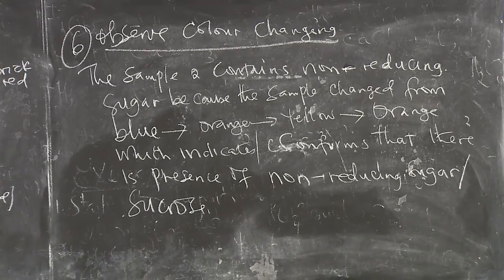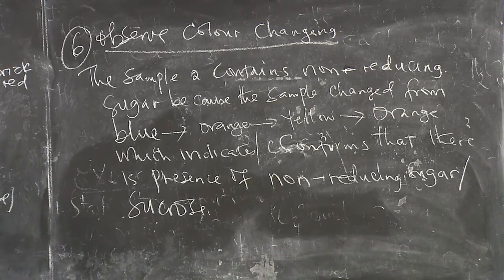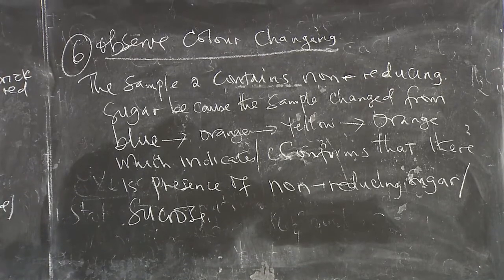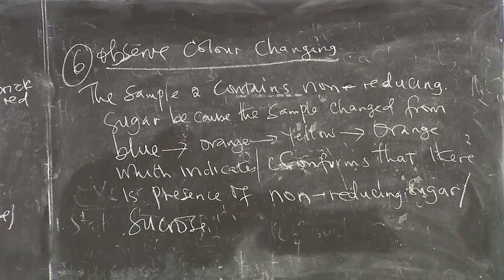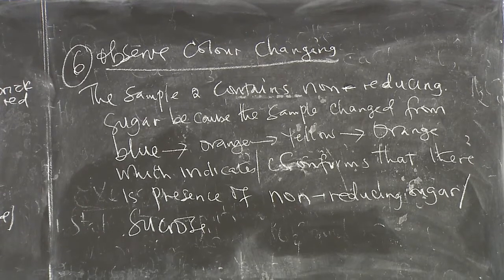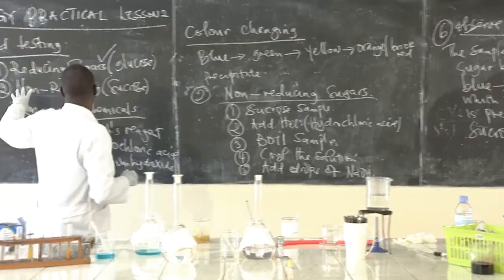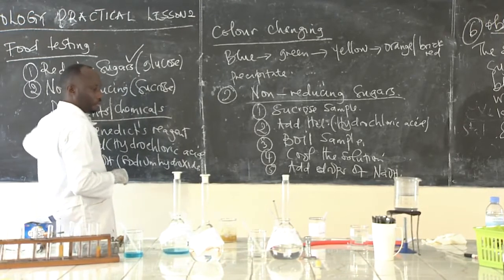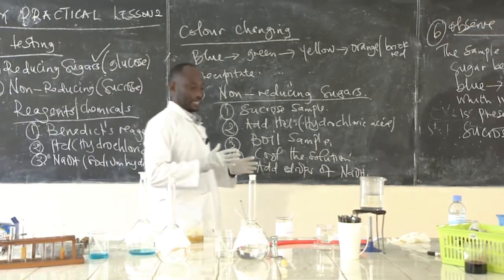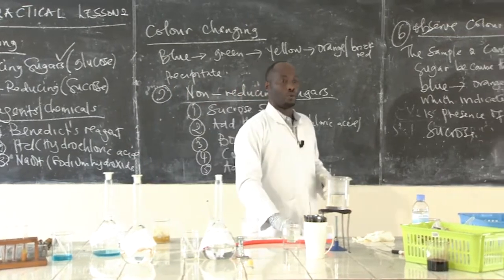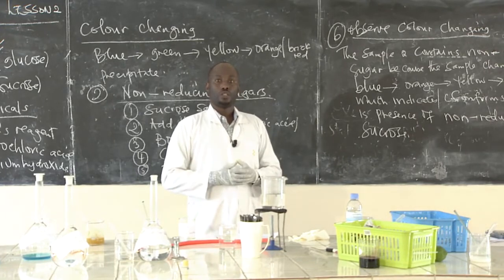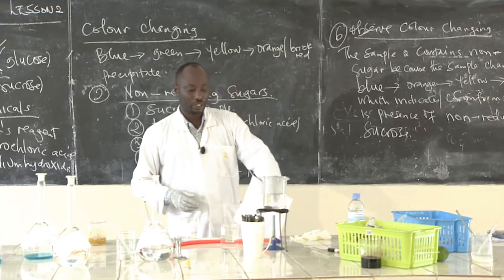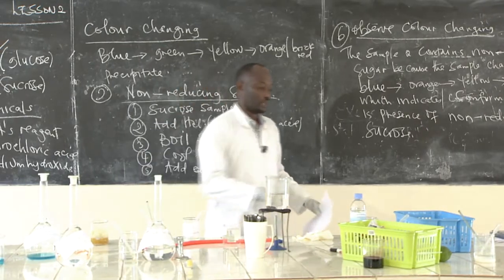Quickly, we can say that we had sample 1, which was reducing sugar. We had sample 2, which was non-reducing sugar. And we can use this test to check for the presence of reducing and non-reducing sugars. Students, I think the lesson is very well understood and very clear, so I can give you an assignment or homework, which we can do together.